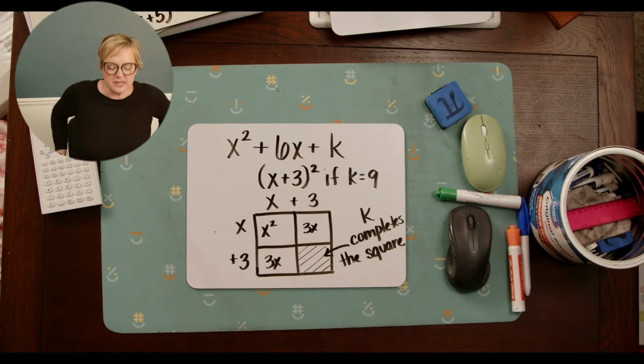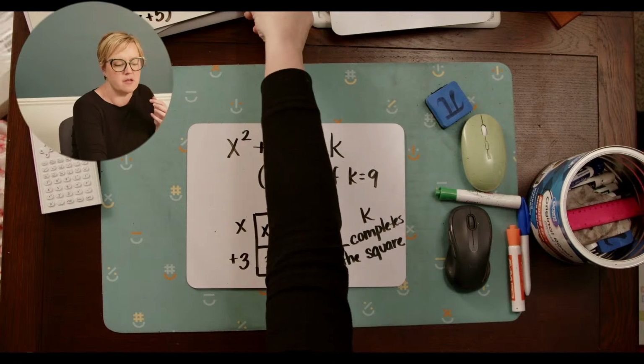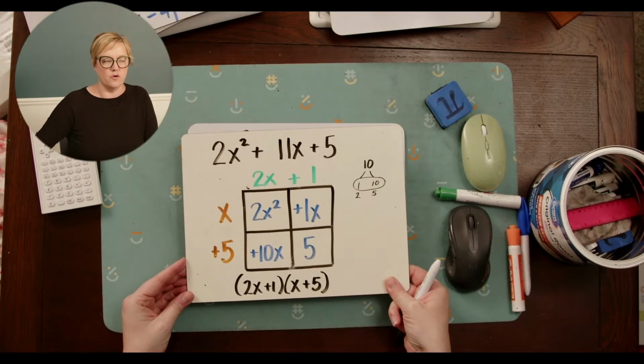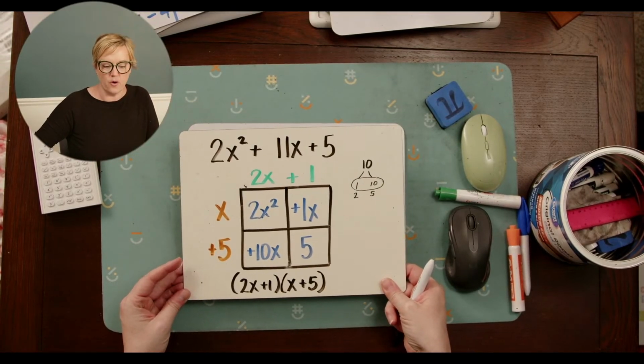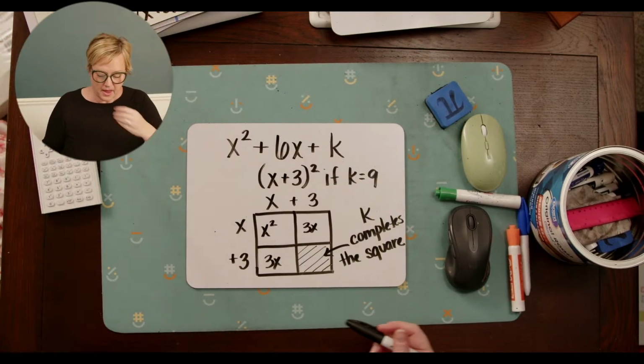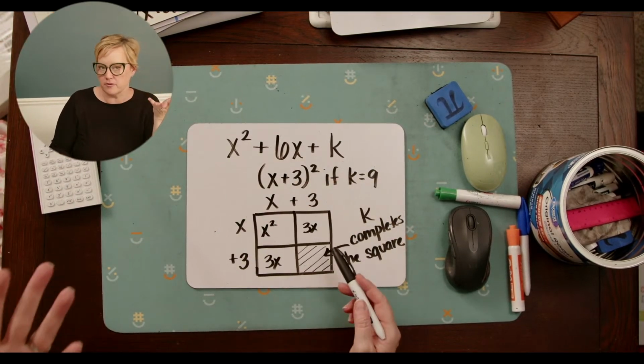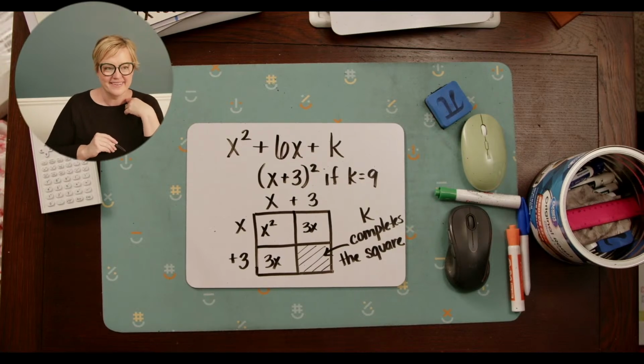So this question was just, we were talking about using area models for factoring and for multiplying binomials. But then somebody asked about completing the square, so that's where we are. Thank you.